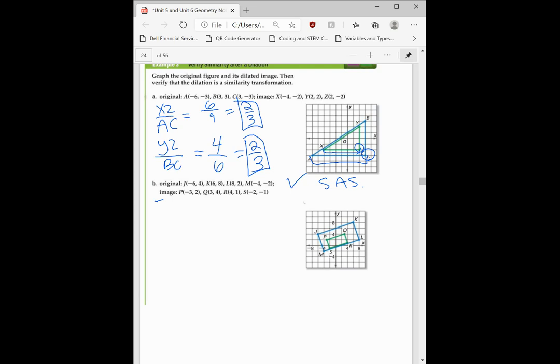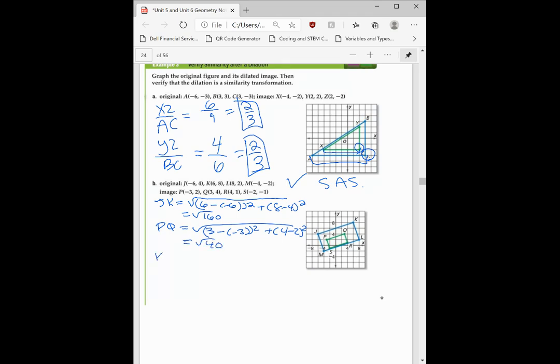Excuse the noise, I'm going to tilt my computer. So from J to K, and I'm just going to be writing this out because you guys should have the distance formula memorized by now. So we have 6 minus negative 6 squared plus 8 minus 4 squared, and that gives us the square root of 160. Okay, then let's do PQ. PQ is the square root of 3 minus negative 3 squared plus 4 minus 2 squared. That gives us the square root of 40.